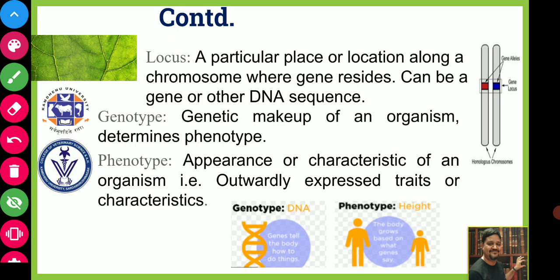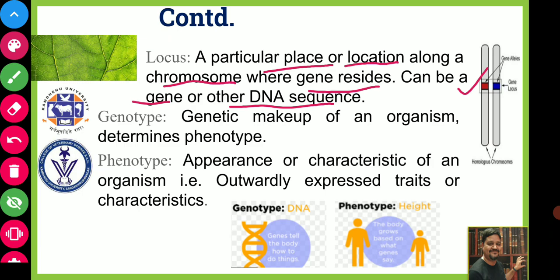Now, the next term is locus. What is locus? The literal meaning of locus is a house of a gene. So what is the house of a gene? It is a particular place or location along a chromosome where a gene resides. It is a place where genes or alleles are located. It can be a gene or other DNA sequences. Here you can see this is the locus where different forms of genes are residing. On a particular locus, there will be only one gene or allele.